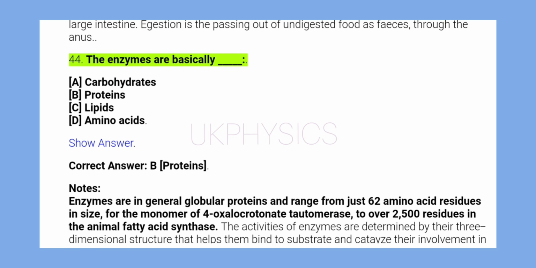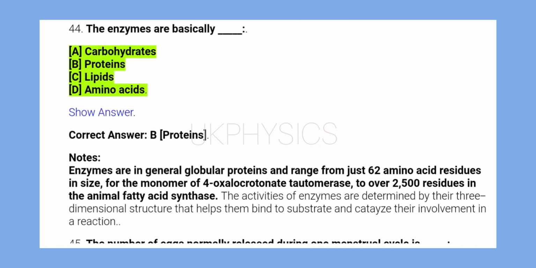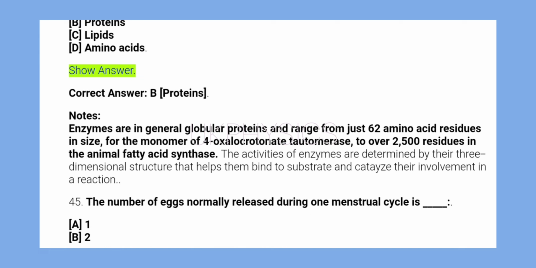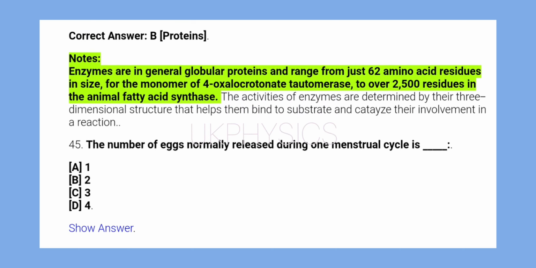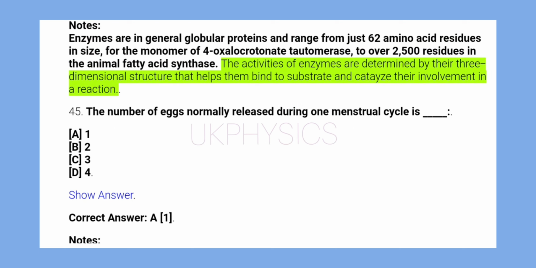44. The enzymes are basically blank. A. Carbohydrates. B. Proteins. C. Lipids. D. Amino acids. Show answer. Correct answer, B. Proteins. Notes. Enzymes are in general globular proteins and range from just 62 amino acid residues in size, for the monomer of 4-oxalocrotonate tautomerase, to over 2,500 residues in the animal fatty acid synthase. The activities of enzymes are determined by their three-dimensional structure that helps them bind to substrate and catalyze their involvement in a reaction.